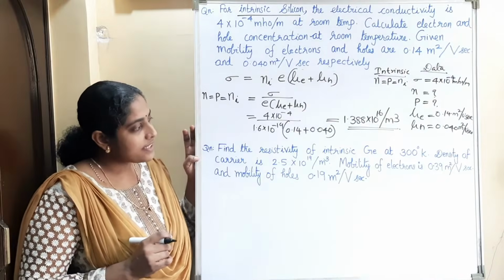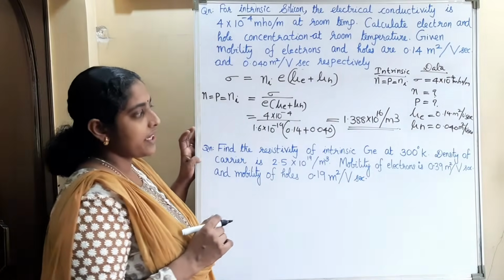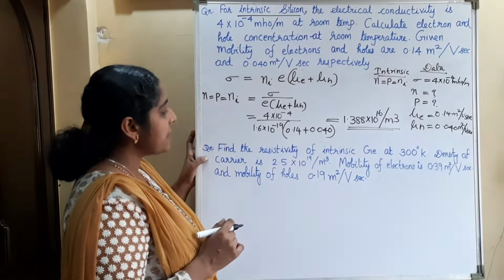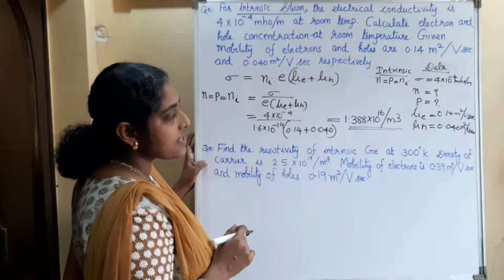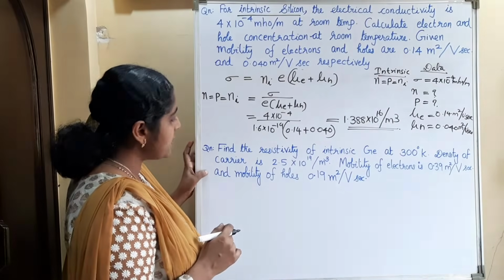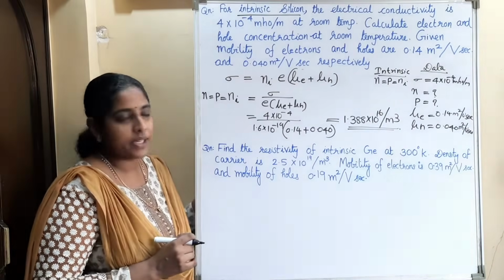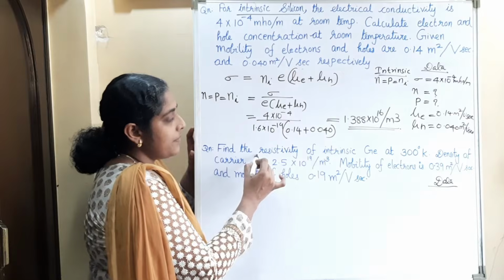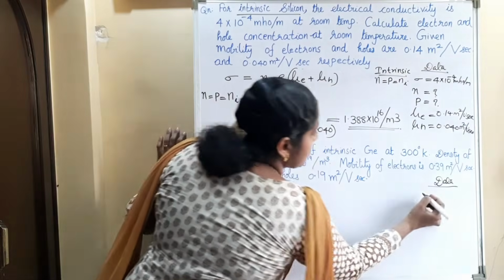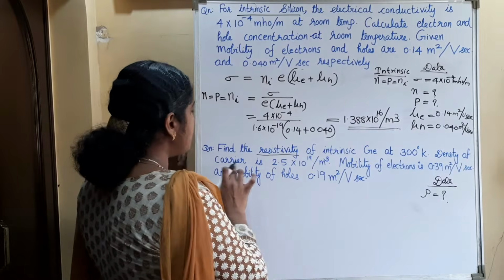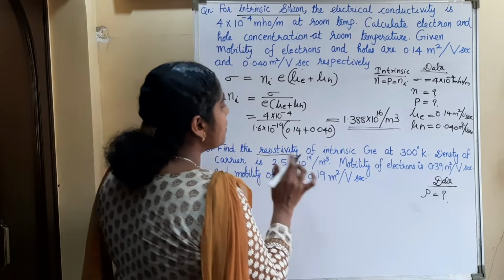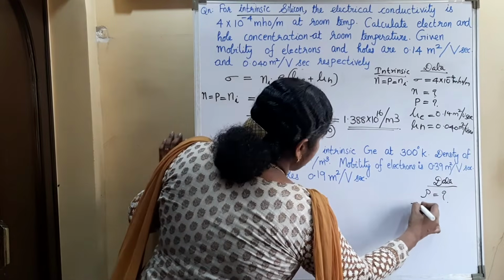Next question: find the resistivity of intrinsic germanium at 300 degrees Kelvin. Density of carrier is 2.5 into 10 raised to 19 per meter cube. Mobility of electrons is 0.39 meter square per volt second and mobility of holes is 0.19 meter square per volt second. Here we want to find out the resistivity. So resistivity is rho, and at room temperature, density of carrier is 2.5 into 10 raised to 19 per meter cube.